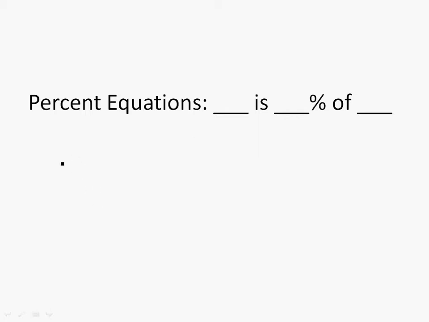So the first method to solve this is we can use a proportion, and the proportion looks like the is part over the of part equals the percent over 100. So is over of equals percent over 100. If we use this, then we'll be able to use a proportion and be able to solve our percent problem.